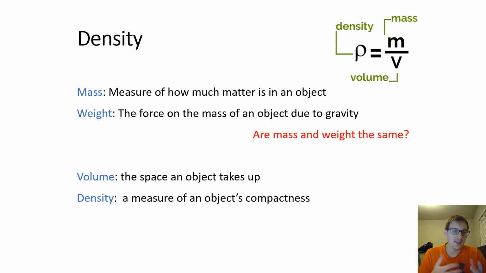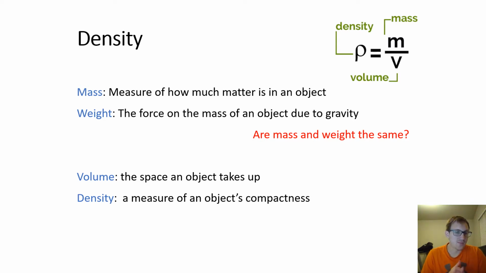Okay, so mass again is the measure of how much matter is in an object. It's not exactly its weight. A lot of people say that the weight and the mass are the same thing. Not necessarily, not exactly, because the weight is the force on the mass of an object due to gravity. So instead, mass and weight are very, very different concepts. Mass has to do with the matter in the object.